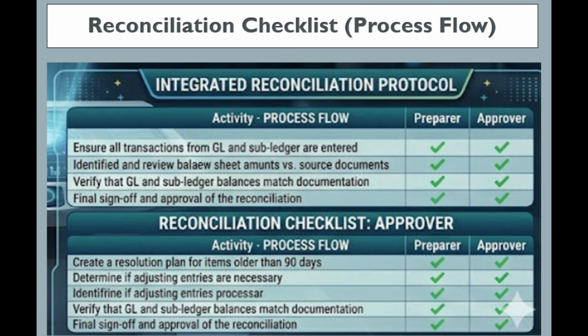Why use two people? This checklist is a form of internal control. If only one person did the work, they might accidentally miss a mistake or, worse, try to hide missing money. Having an approver ensures that the company stays honest and the books stay clean.